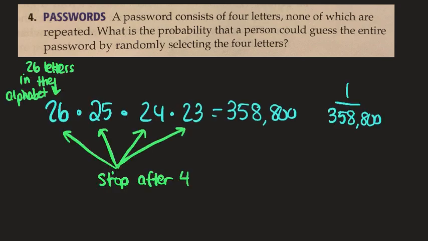The answer is 1 out of 358,800. So there are 26 options for the first letter. Then there's only 25, 24, and 23. I stopped after 4 because the password has 4 letters. Multiply all of these together, and the numerator is almost always going to be a 1.